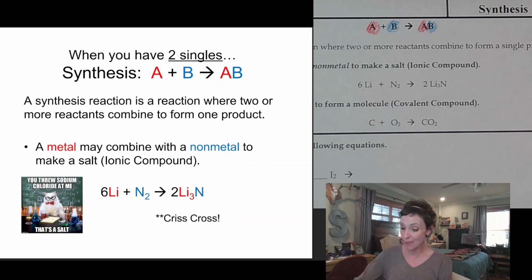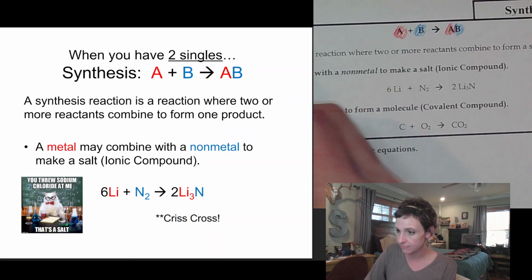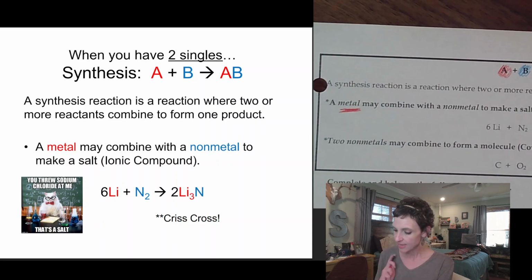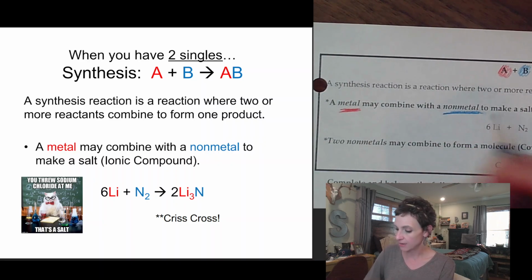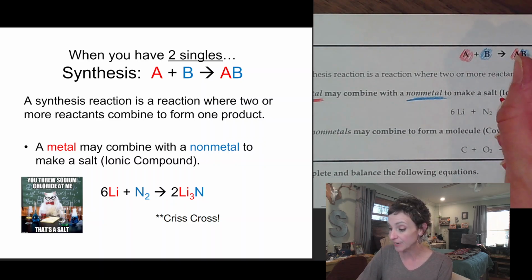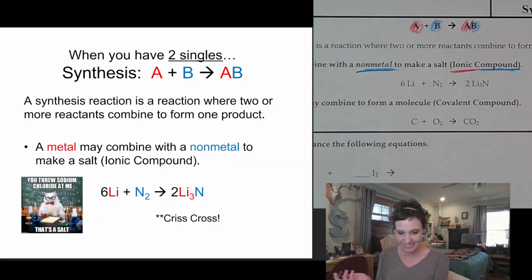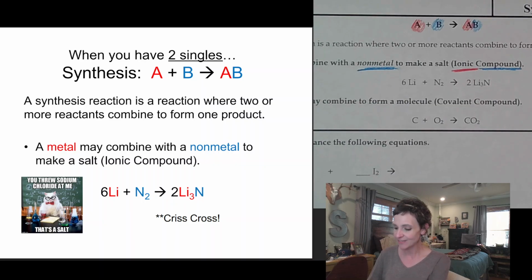So the most common one is you're going to be making an ionic compound, where I take a metal, and I'm going to underline that, which will combine with a non-metal to make a salt. I mentioned, I think in one of our previous videos, that a salt is just a general term for any ionic compound. Okay, so for our first example right here, we have lithium.